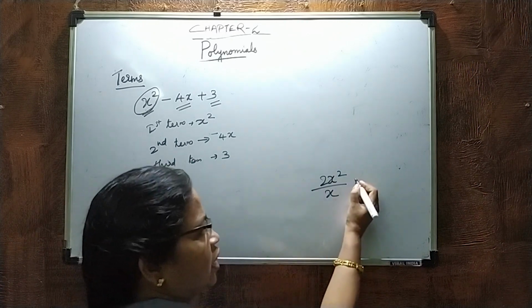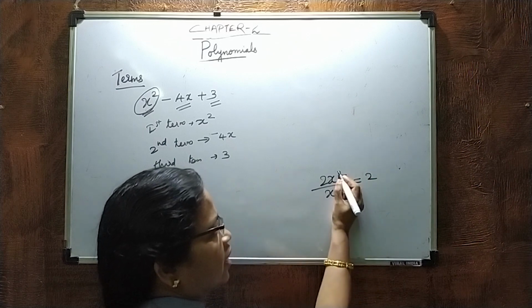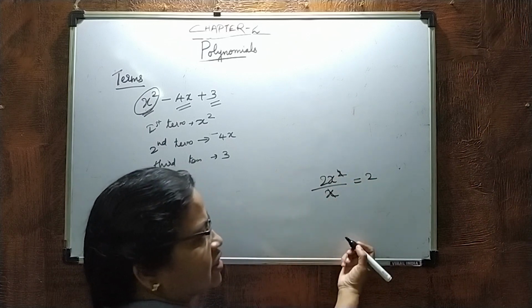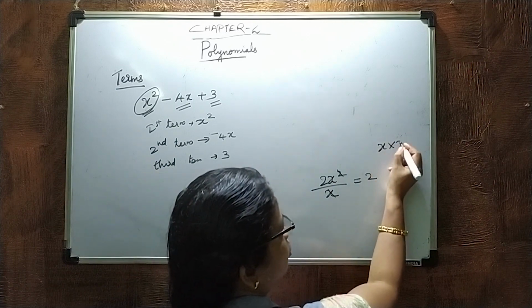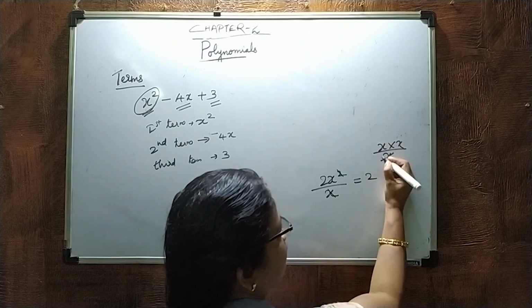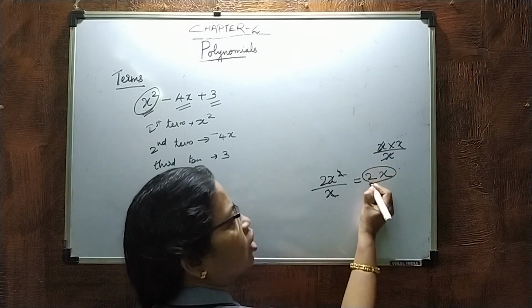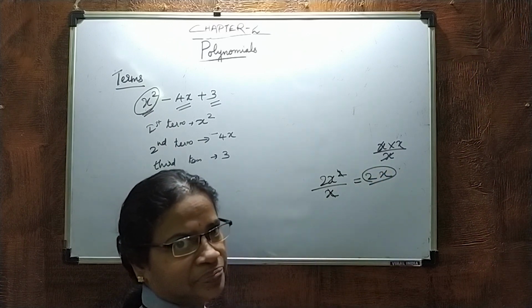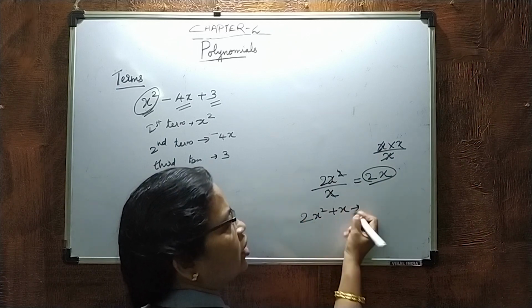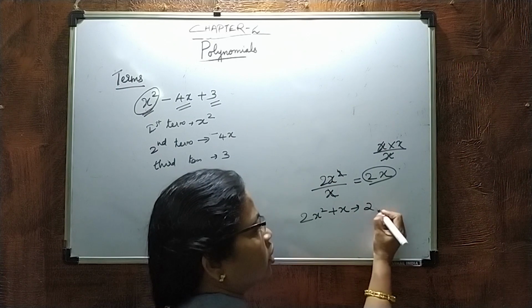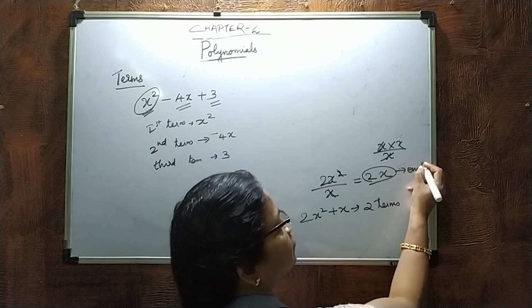No. You know that you can cancel 2 by 1. It is 2, x square and x you can cancel. How will you cancel x square and x? x square means x into x, divided by x. Cancel. What will you get as the answer? 2x. It becomes only 1 term. Suppose it is 2x square plus x. How many terms are there? 2 terms. Here only 1 term.